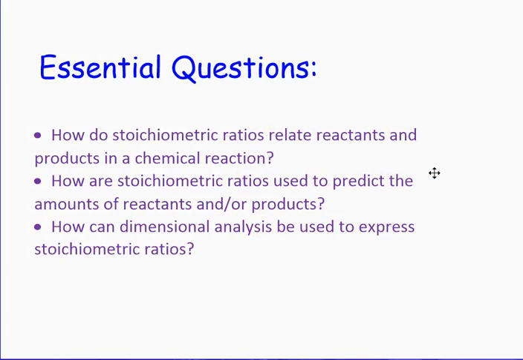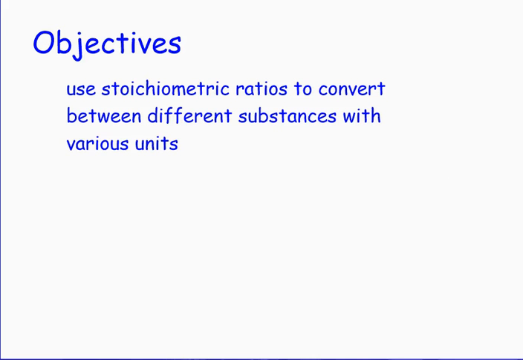The essential questions for this lesson are: how do stoichiometric ratios relate reactants and products in a chemical reaction? How are stoichiometric ratios used to predict the amounts of reactants and/or products? And how can dimensional analysis be used to express stoichiometric ratios? By the end of this video, you should be able to use stoichiometric ratios to convert between different substances with various units.